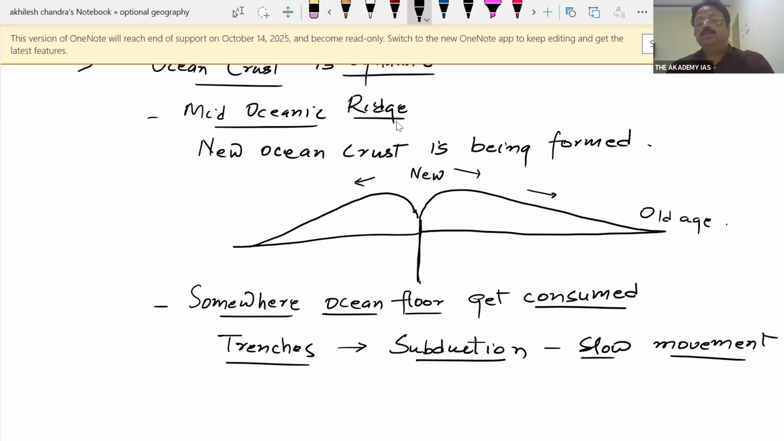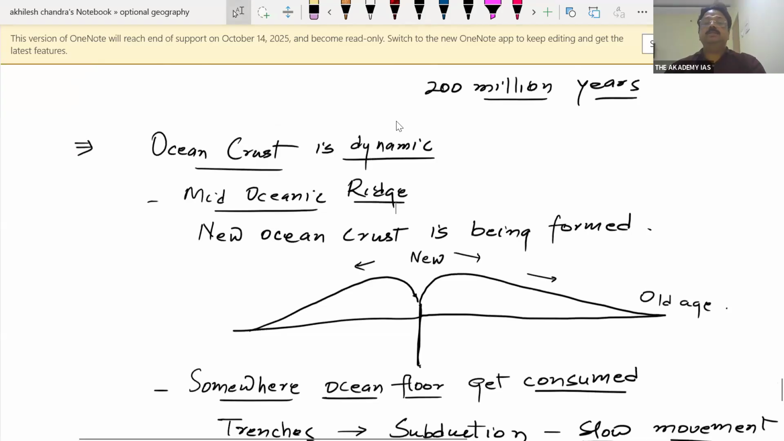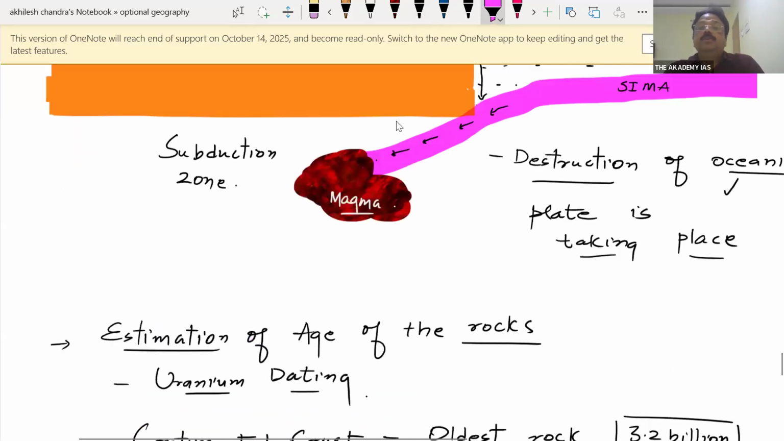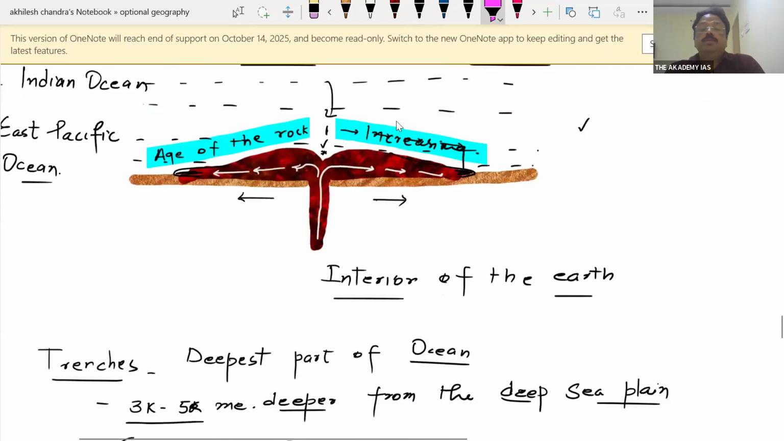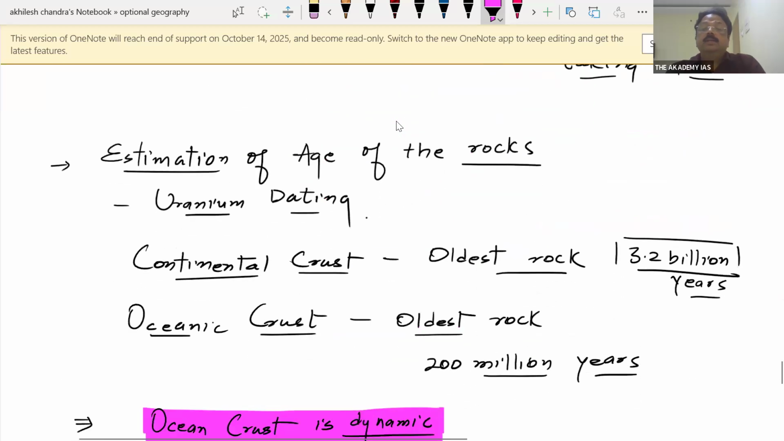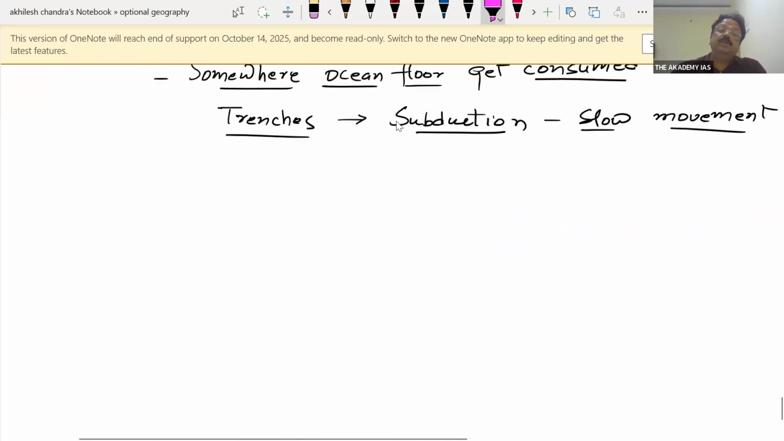Okay, and then it was concluded that ocean crust is dynamic. Somewhere it is getting formed and somewhere it is getting consumed. At the expense of older ocean floor, new ocean floor is being constructed. So this was the finding of ocean floor mapping. And what were the further discoveries? Further discovery was regarding force. So let's find out some theory related to forces.